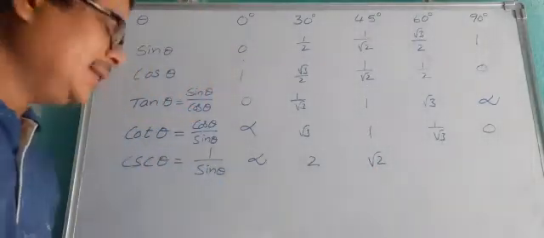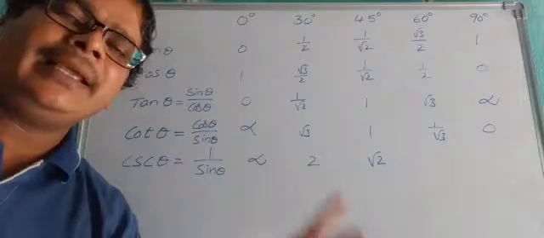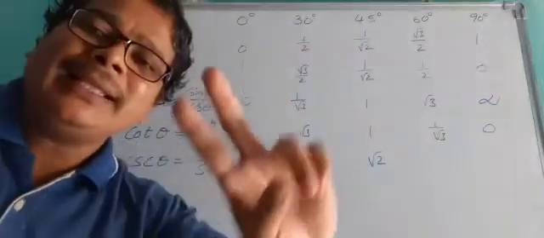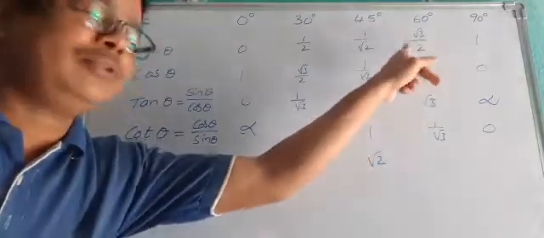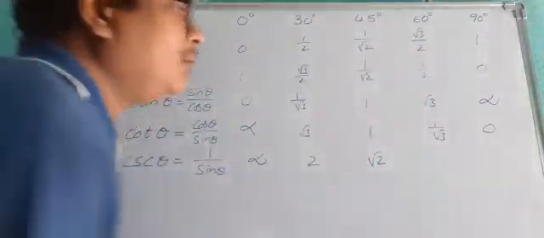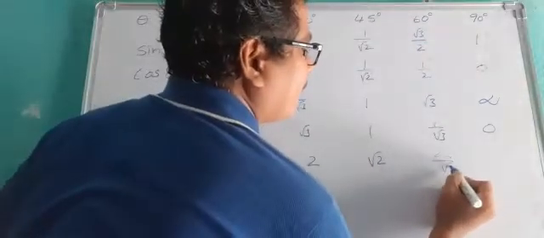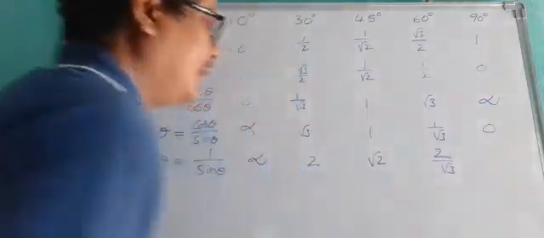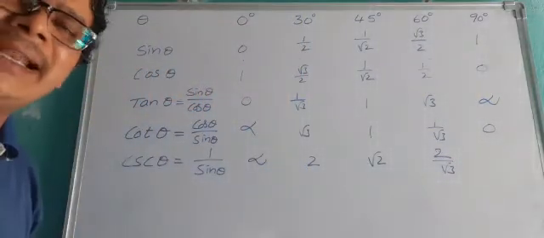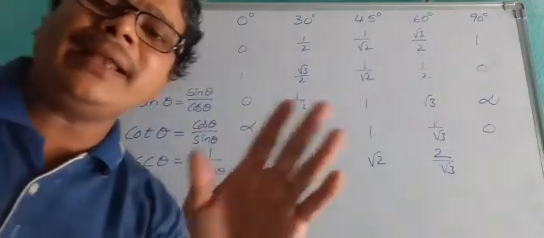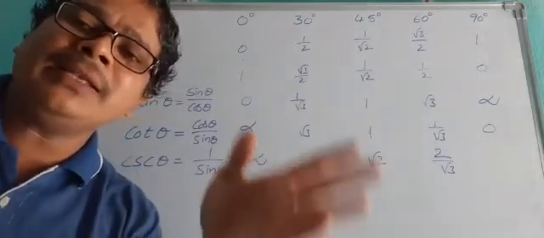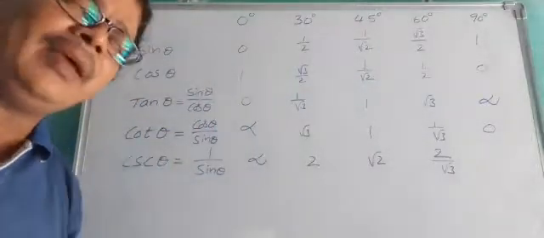And another one is cosecant 60. Cosecant 60 equal to the reciprocal of sin 60. Sin 60 equal to how much? Root 3 by 2. Its reciprocal is 2 by root 3. And last and final, cosecant 90. Cosecant 90 is the reciprocal of sin 90. Sin 90 equal to 1, its reciprocal 1 by 1. That means 1.